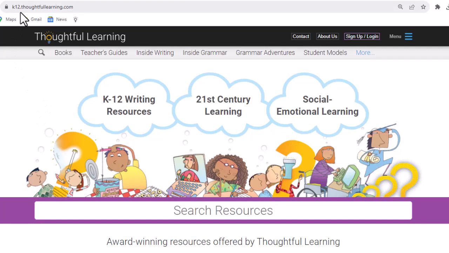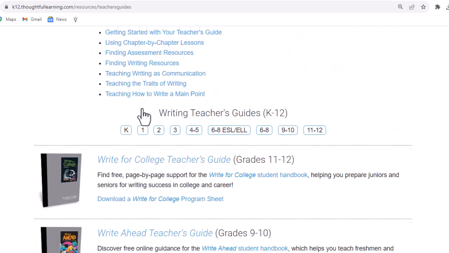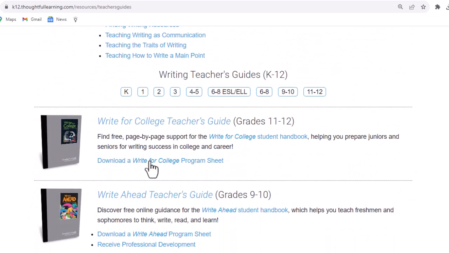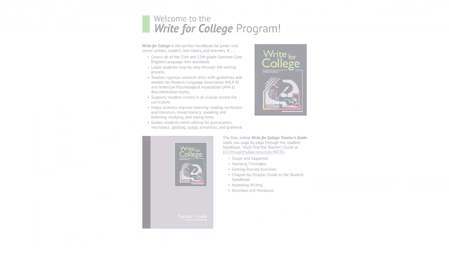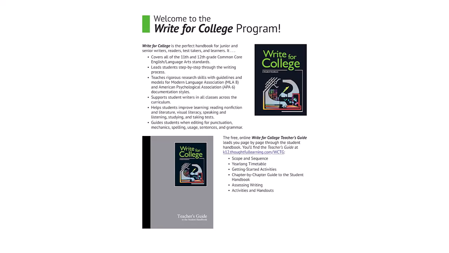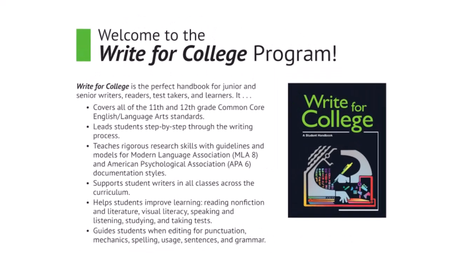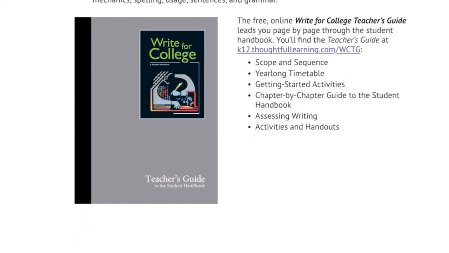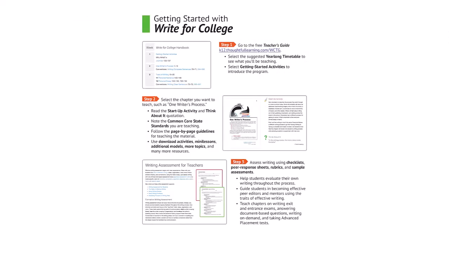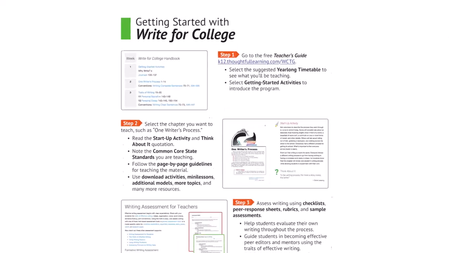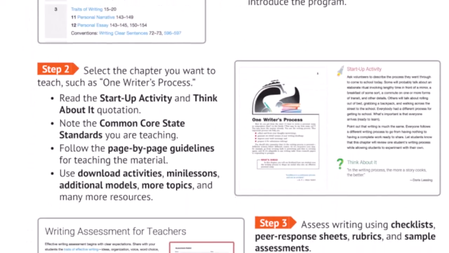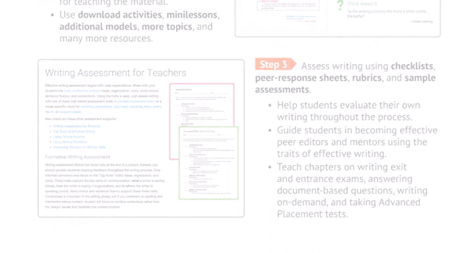Once again, go to k12.thoughtfullearning.com, click on Teacher's Guides, scroll down to the Write for College Teacher's Guide, and then click Download a Write for College program sheet. The first page summarizes the 2 parts of the program, the Write for College Student Handbook, and a free online teacher's guide. The second page gives a simple 3-step process for getting started. Step 1, Step 2, and Step 3.